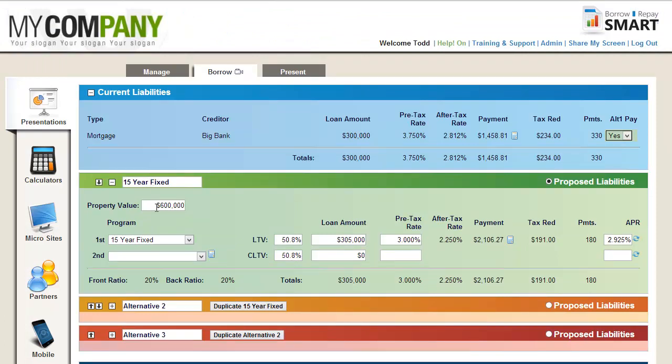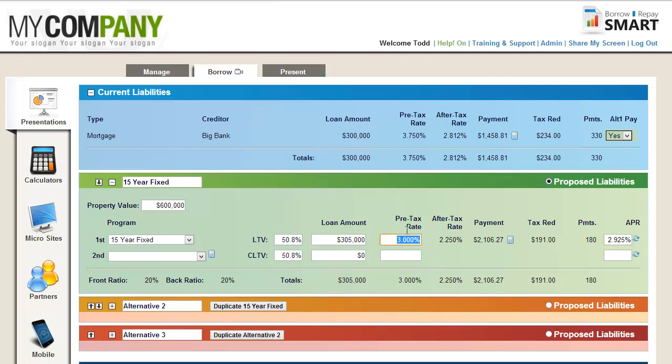So I know their goal is to pay off in 15 years. So why not compare the 7-year ARM they have today that they'd like to pay off in 15 years with a new 15-year mortgage that they know would be paid off in 15 years when they retire. I go ahead and put in my loan amount at $305,000 to build in something for closing costs, and I look at my current 15-year rate today, which is around 3%.